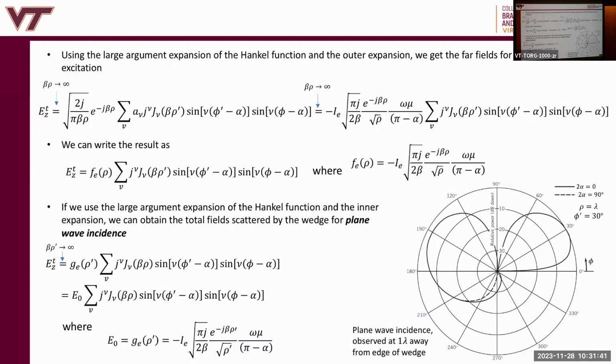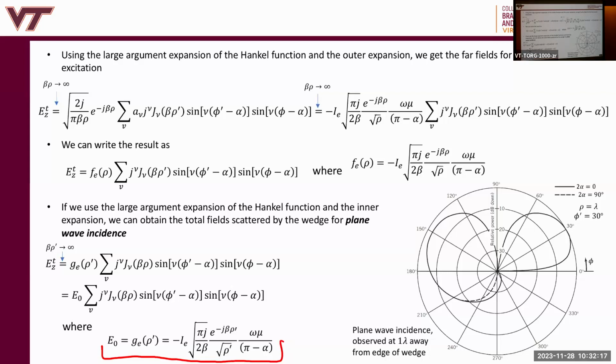So now we're taking beta rho prime going to infinity, makes much more sense. And we call all the coefficients GE of rho prime, which is very similar to this, right? It's the exact same thing, except it's rho prime instead of rho. All right? And we just call all that E naught. So E naught equals G is equal to all this. So this is plane wave excitation of a wedge. And this is what we're going to use for next semester's geometrical theory of diffraction. Plane wave excitation of a half plane when alpha goes to 0.